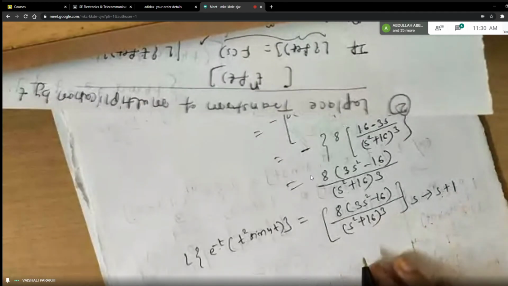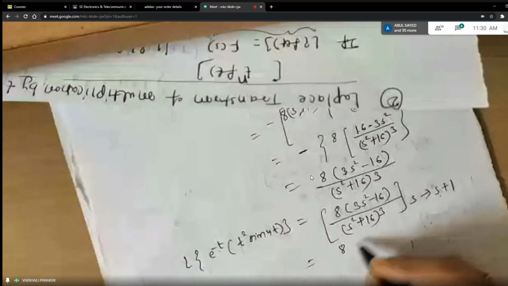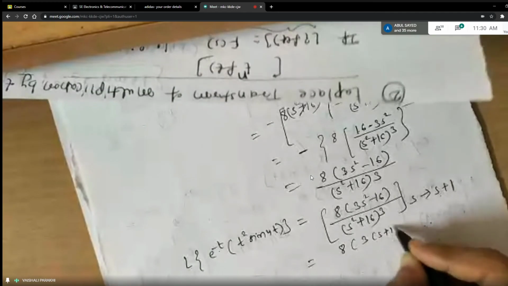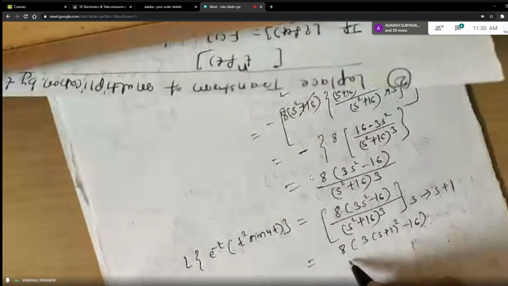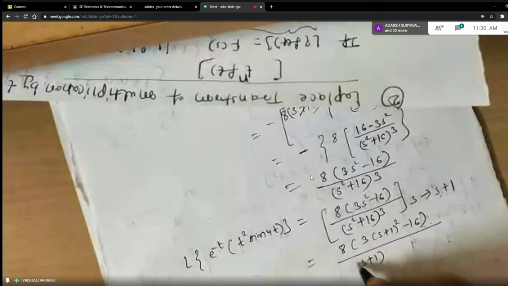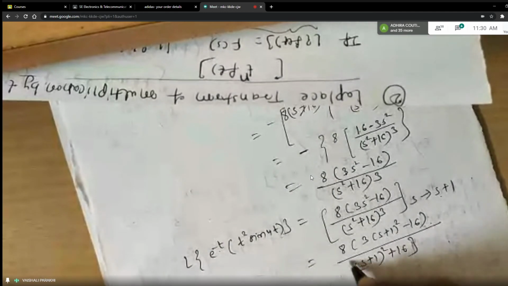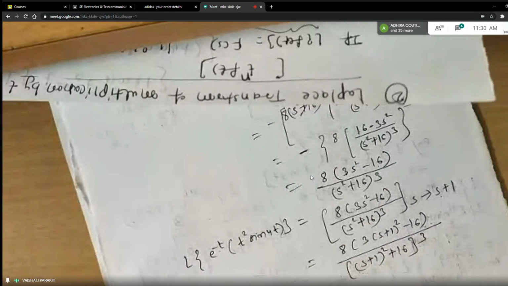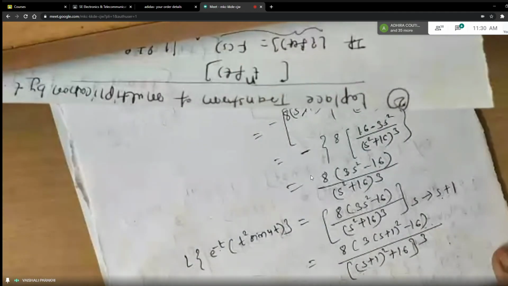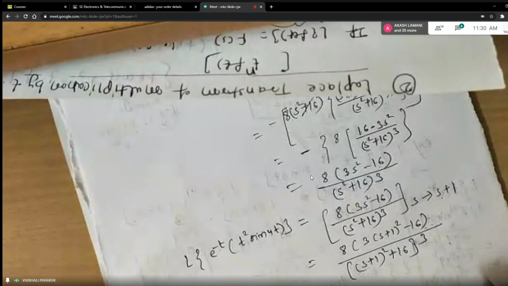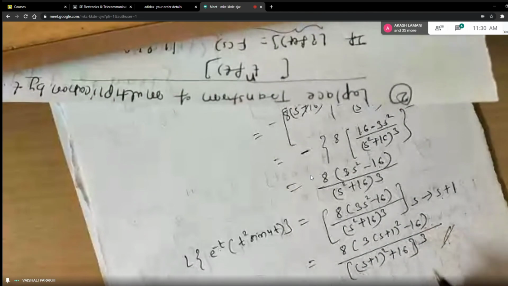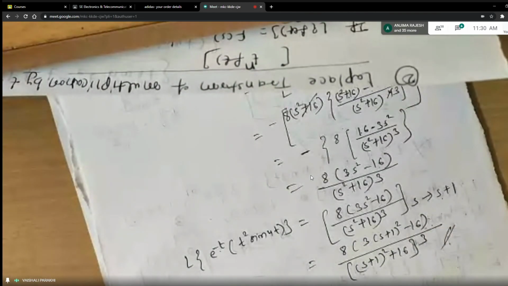Okay? So let us do it. S into 3 (s plus 1) the whole square minus 16, divided by (s plus 1) the whole square plus 16, whole bracket cube. So wherever there is s, I have replaced it by s plus 1. And then you can expand the bracket a little bit, and whatever you get will be your answer.